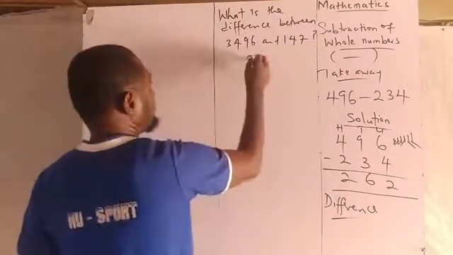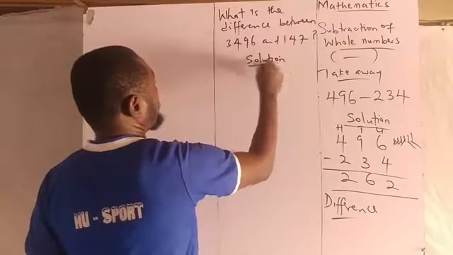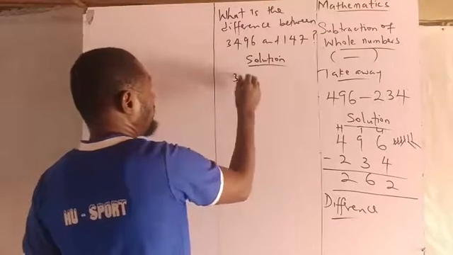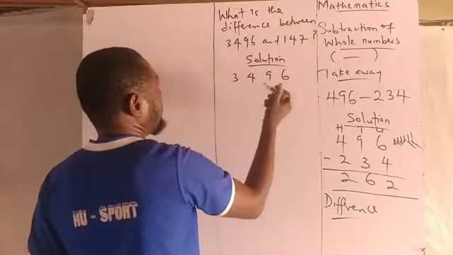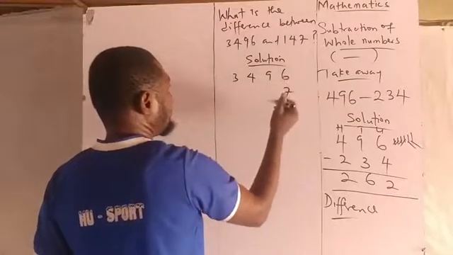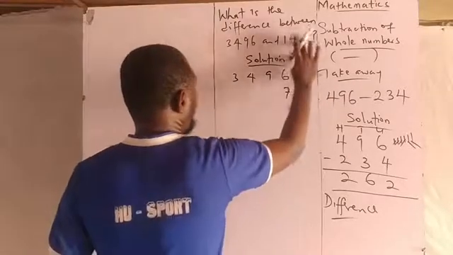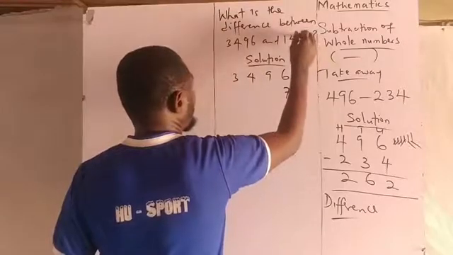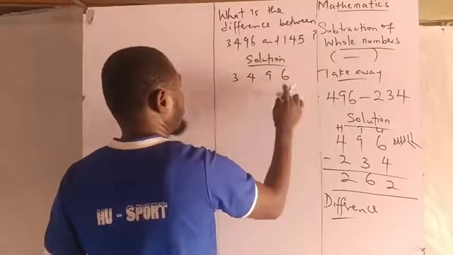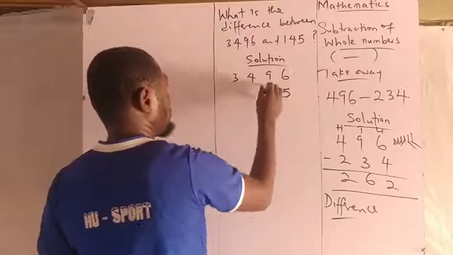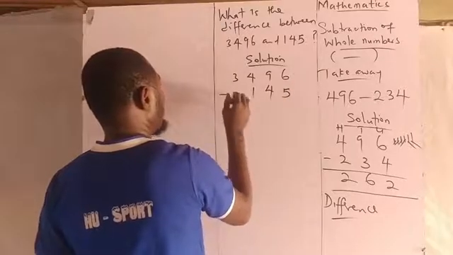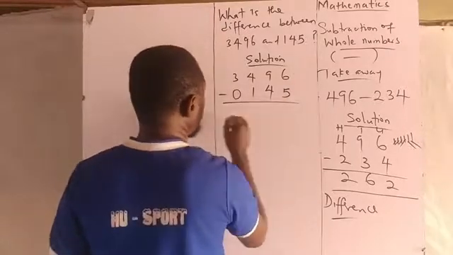Solution. Write the first number, 3496. The second one, let me use a 5 right now. 5, 4, and 1. Put your minus sign. You can fill this gap with 0.